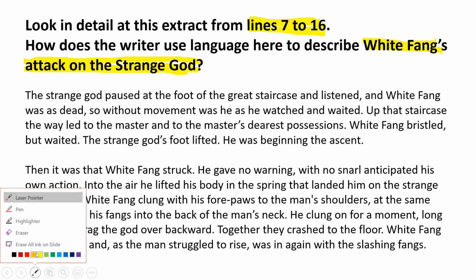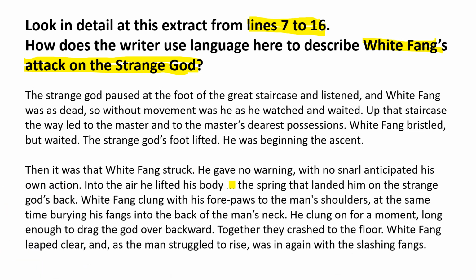Okay, so at this point, exactly the same process as question one. I would go through and highlight pieces of information about the attack. I'm going to highlight that he watched and waited, and he was like without movement, so it looked like he was dead. And then again, that he bristled and he waited. I'm going to say that he struck. Gave no warning or no snarl. He lifted his body. He clung with his four paws and he buried his fangs into the man's neck. He clung on and he dragged the god over backwards. He leaped clear, and then he again went back in with his slashing fangs. These quotes, you would need to write about all of them, but it's good to have as many options before you actually start writing the question.